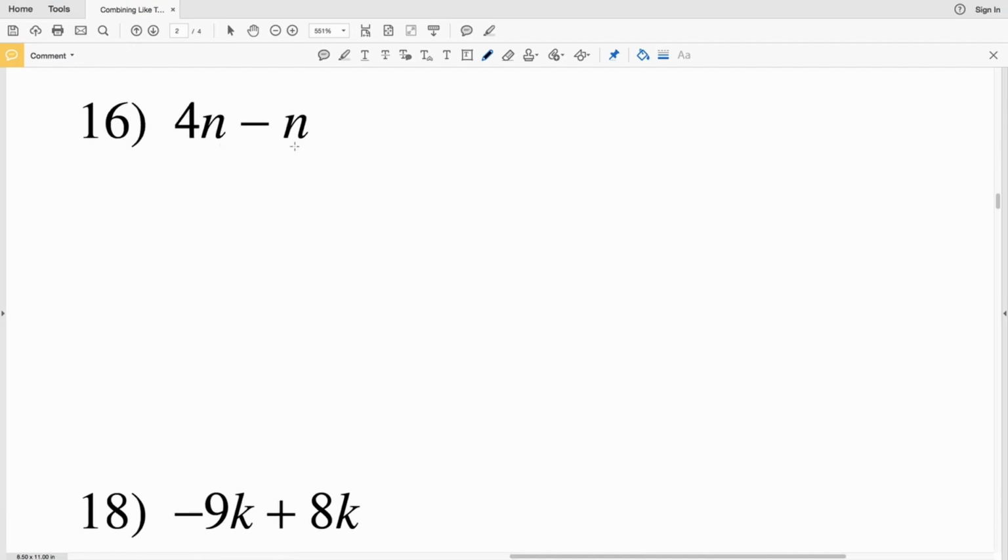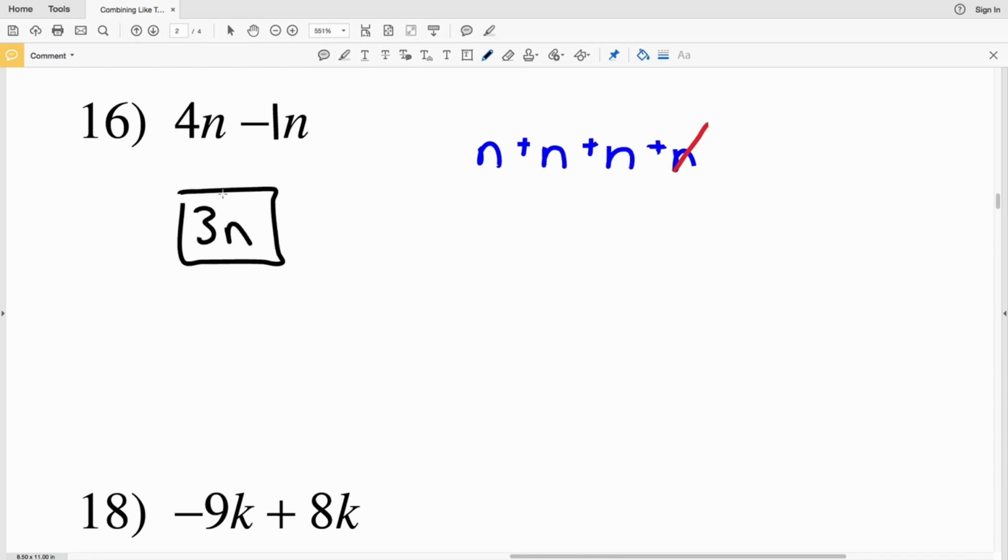16, we have 4n, and we're taking away an n. And that's one single n that we're taking away. So 4n minus 1n. Let me go ahead and write this one out. N plus n plus n plus n, because that's 4n, but then we're taking away 1n. That we know is going to leave us with a positive 3n for number 16.